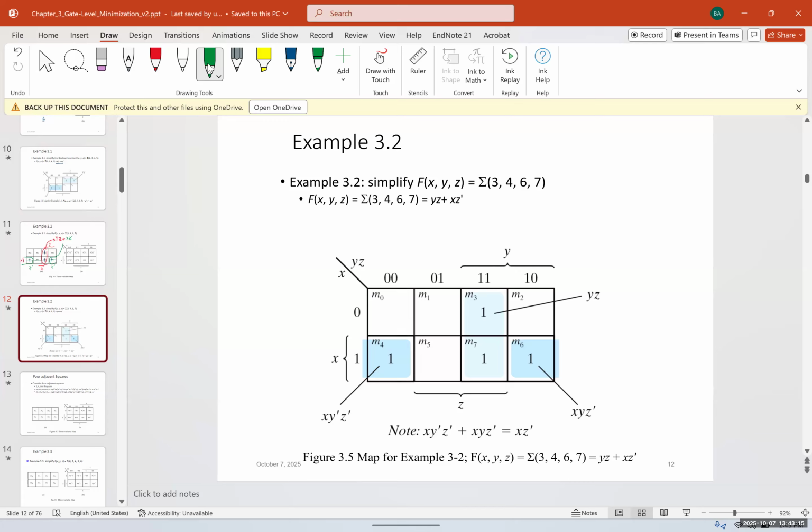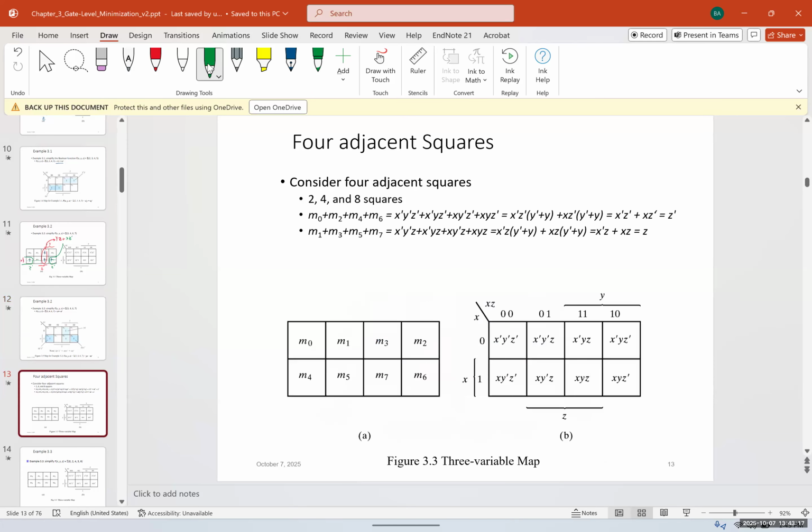Now let's solve it for 4 adjacent. If we have 4 adjacent, again, we can combine them together, such as if we have M1, M3, M5, and M7, I can put all 4 together. Again, this is y, this is z, this is x, this is x prime. Now, what is common between all of these 4?